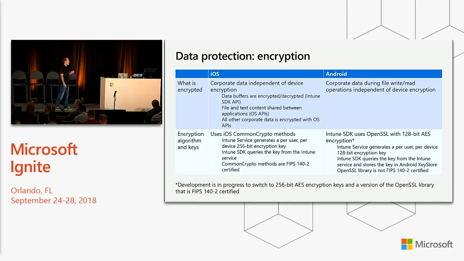And we execute this type of encryption with use of data buffers and whenever we write data to disk for the particular app. So we can encrypt the content of the corporate data within our Outlook database file, as an example, using our common crypto methods invoked through the Intune SDK.